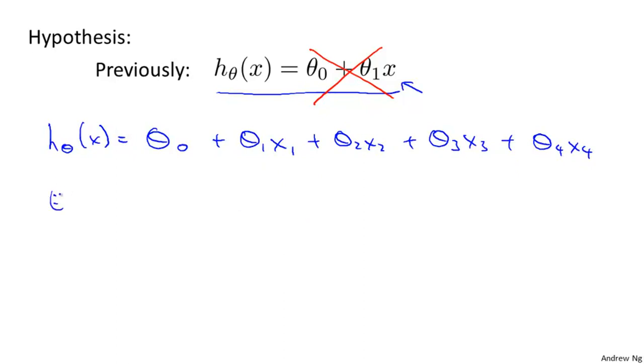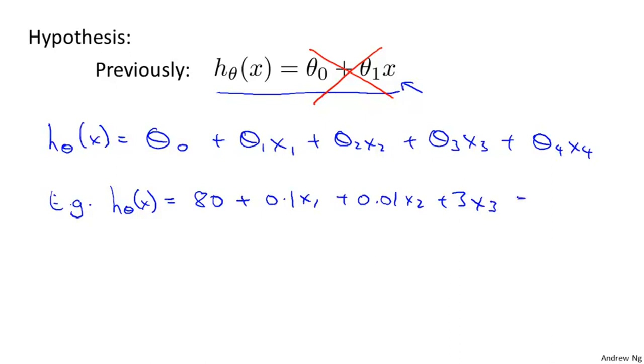Concretely, for a particular setting of our parameters, we may have h of x equals 80 plus 0.1 x1 plus 0.01 x2 plus 3 x3 minus 2 x4. This would be one example of a hypothesis. And remember, a hypothesis is trying to predict the price of the house in thousands of dollars.